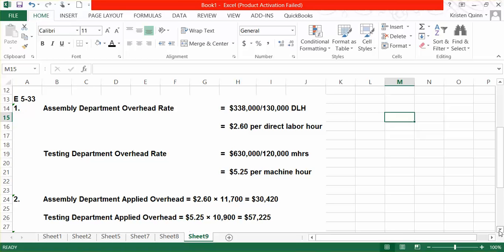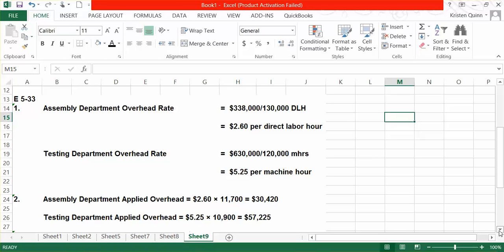For the testing department, again, we use our predetermined overhead rate that was calculated in the previous part of $5.25, and we're going to multiply it by the actual amount of machine hours that the testing department used during the month of March. When we multiply the two, we calculate $57,225 of overhead that we applied to the testing department in the month of March.